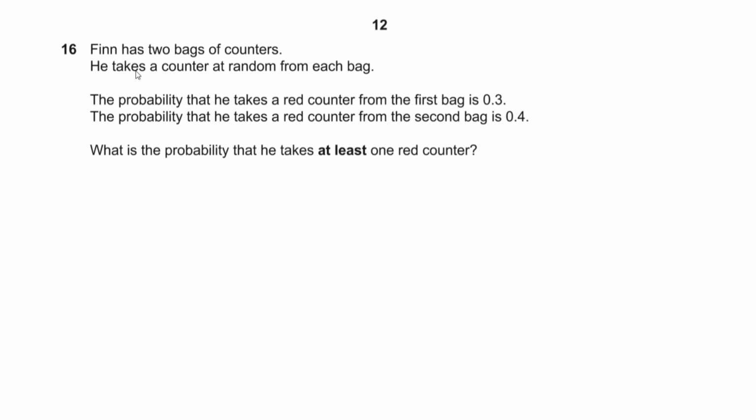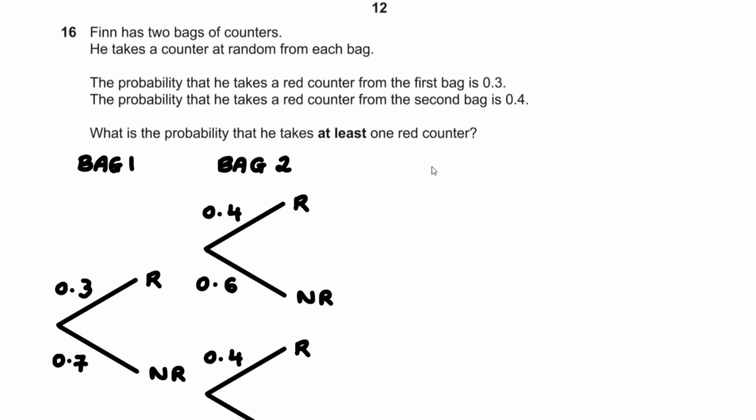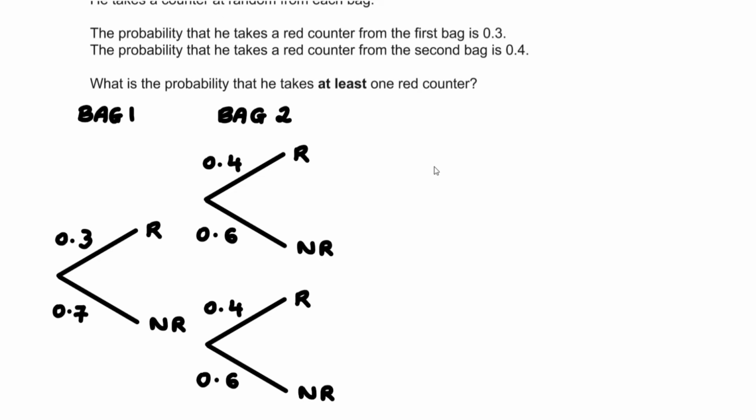Question number 16. Finn has 2 bags of counters. He takes a counter at random from each bag. The probability that he takes a red counter from the first bag is 0.3. The probability that he takes a red counter from the second bag is 0.4. What is the probability that he takes at least 1 red counter? Well, here is a tree diagram representing that information. From bag 1, probability of red is 0.3. Therefore, the probability of not red is 0.7. For bag 2, the probability of red is 0.4. And therefore, the probability of not red is 0.6.